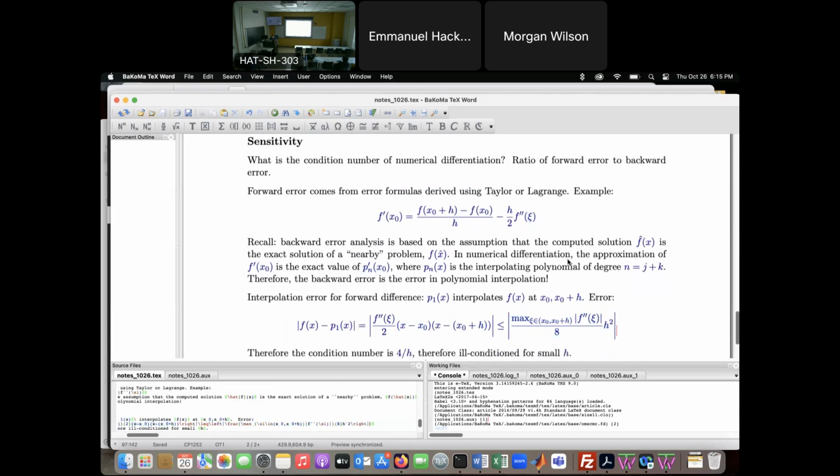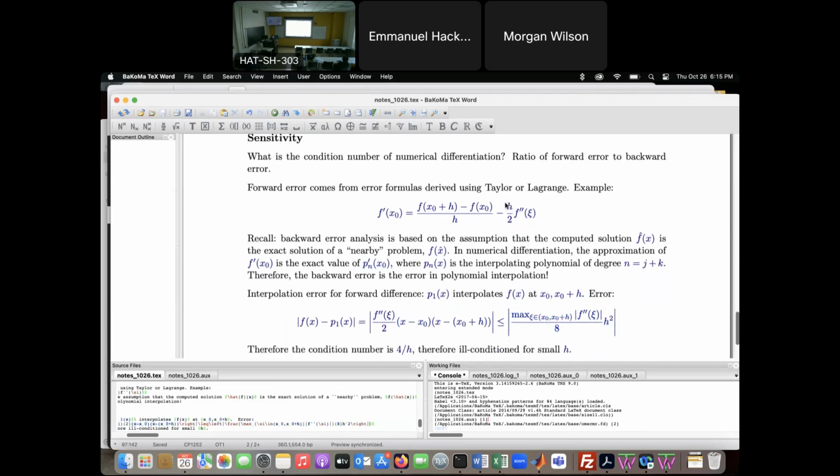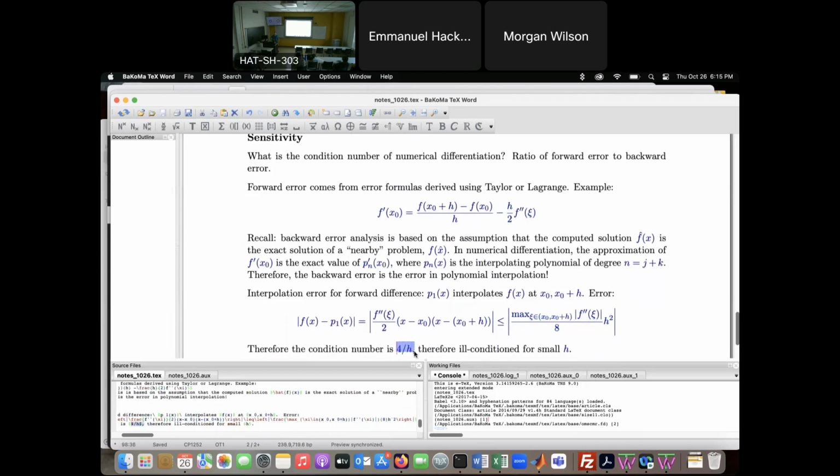So what's my condition number? The condition number is the absolute value of forward error divided by backward error. Notice both the forward error and the backward error contain the second derivative, so you can say they cancel. That's a bit non-rigorous, but we're just trying to get an idea of what the condition number behaves like. So what we have is h over 2 divided by h squared over 8. When you simplify all that, you get the condition number 4 over h.